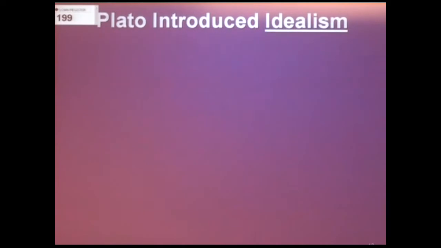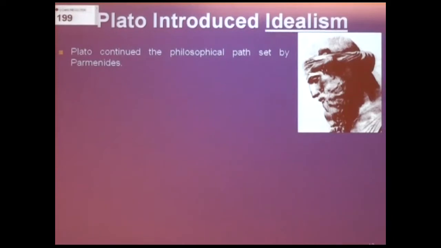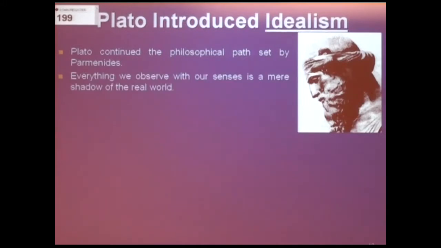Now, Plato introduced another idea into development of scientific thought, which I like to call idealism. So even though Plato himself did not advance science, in other words, he didn't make a great scientific discovery like Pythagoras or Thales did, he did introduce some very important ideas, like the importance of debate, and this idealism was one of his key emphasis. And this was actually a continuation of the philosophical path that was set by Parmenides, one of his predecessors.